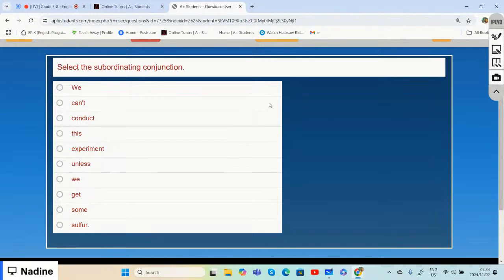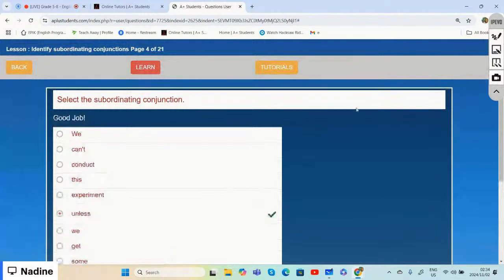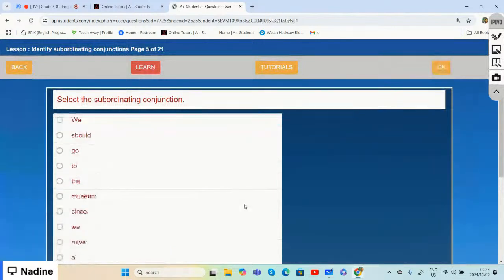All right. And if we were to choose our subordinating conjunction, then unless is our subordinating conjunction. Yes, well done. I got a pet parrot, although I wish for a puppy. Yes, well done. Or although I wanted a puppy. Well done. Yes, although is our subordinating conjunction within that sentence. Well done.